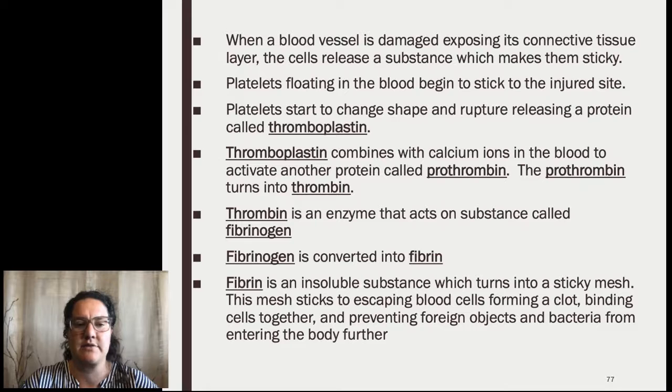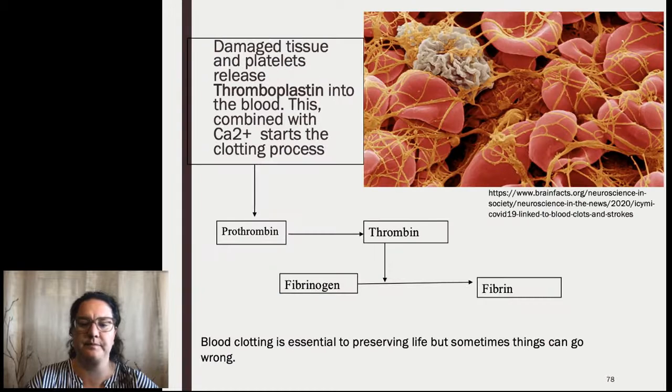Thrombin is an enzyme that acts on a substance called fibrinogen, which is then converted into fibrin, which is an insoluble substance that turns into a sticky mesh, binding together to prevent blood cells from escaping, forming a clot, which then prevents foreign objects and bacteria from entering the body further and blood from getting out of the body.